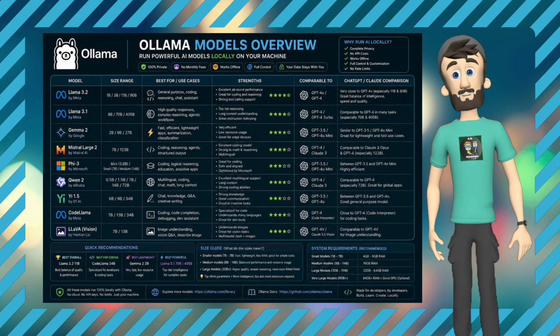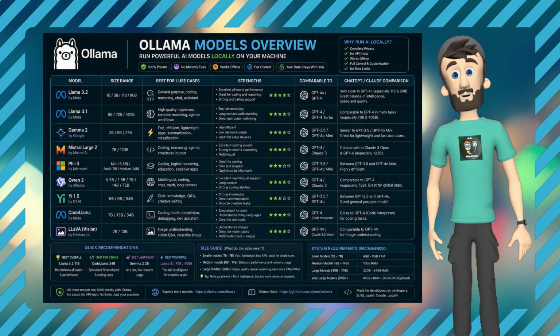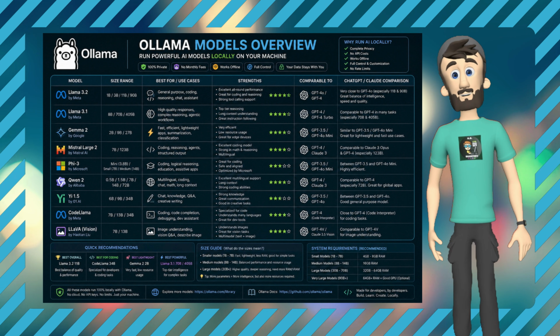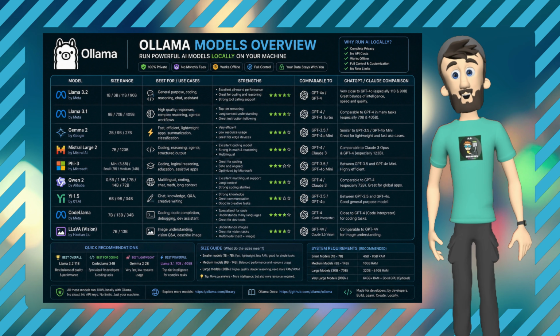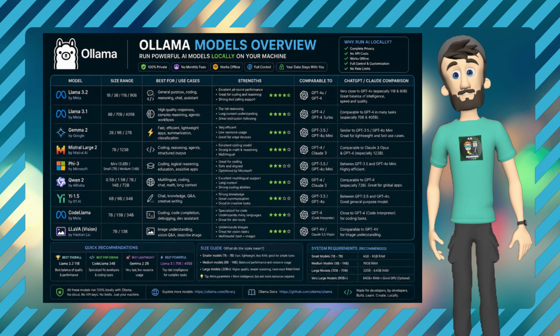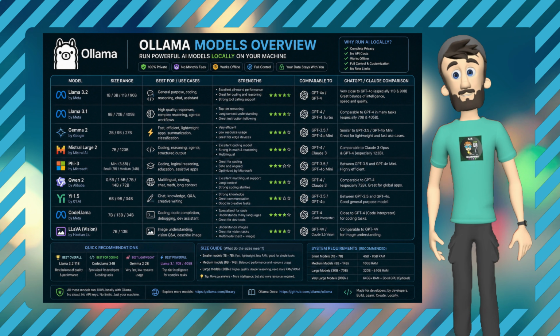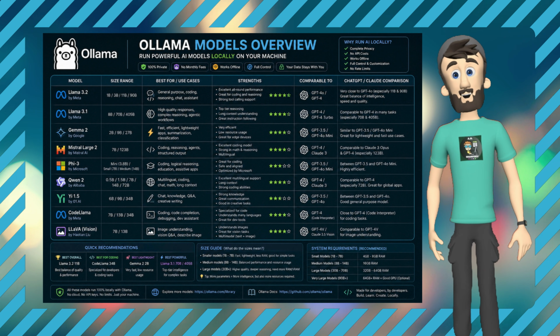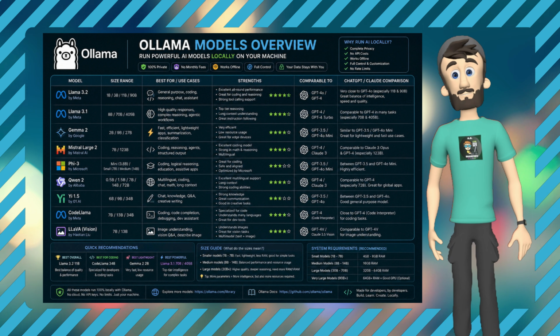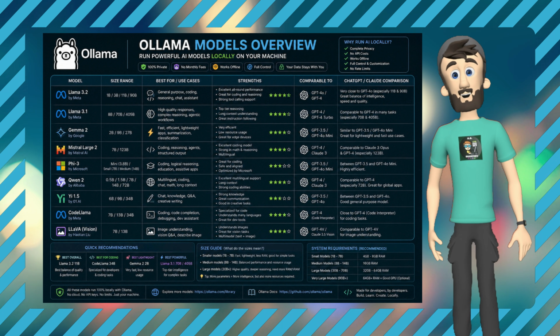So which model should you choose? If you're just getting started, I recommend Llama 3.2 as your first download. If coding is your primary focus, try Code Llama. If you need something lightweight and fast, Gemma is a great option. And if you want maximum intelligence and have powerful hardware available, explore the larger Llama 3.1 models.